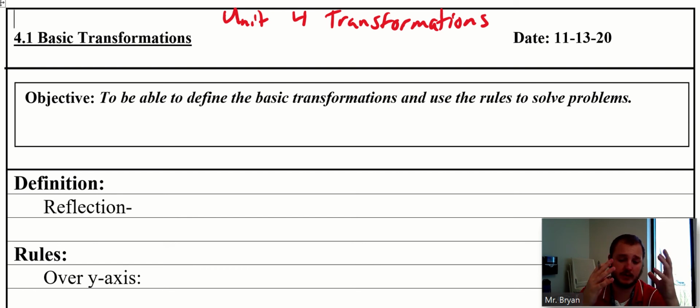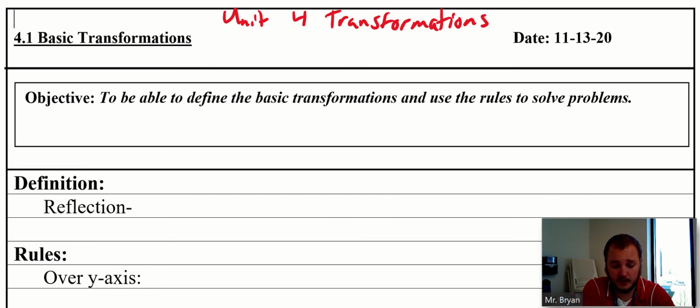Okay, with all that being said, you can label your notes for today. This is 4.1, and we just call this the basic transformations. The date today is the 13th, if you'd like to add that. The objective is we want to be able to define the basic transformations and then use these different rules to show where they would end up, or in other words, what the new coordinates would be.